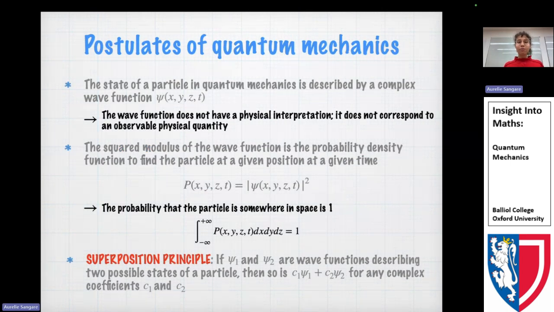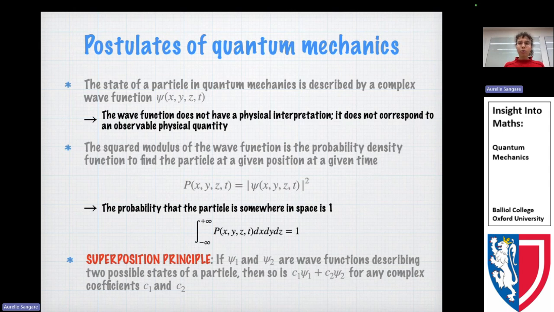And now finally, I'm introducing you to the postulates of quantum mechanics. So first postulate: the quantum state of a particle in quantum mechanics, so the set of quantum information that characterizes the quantum state of your particle, is described by a complex wave function psi of x, y, z, t.